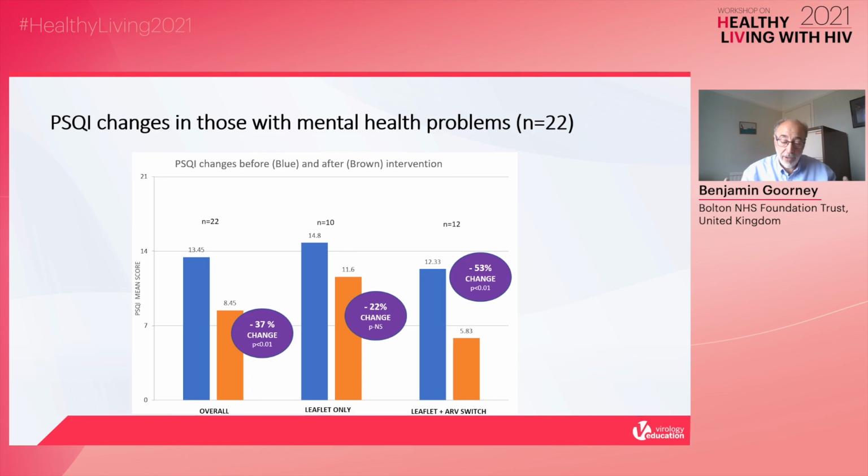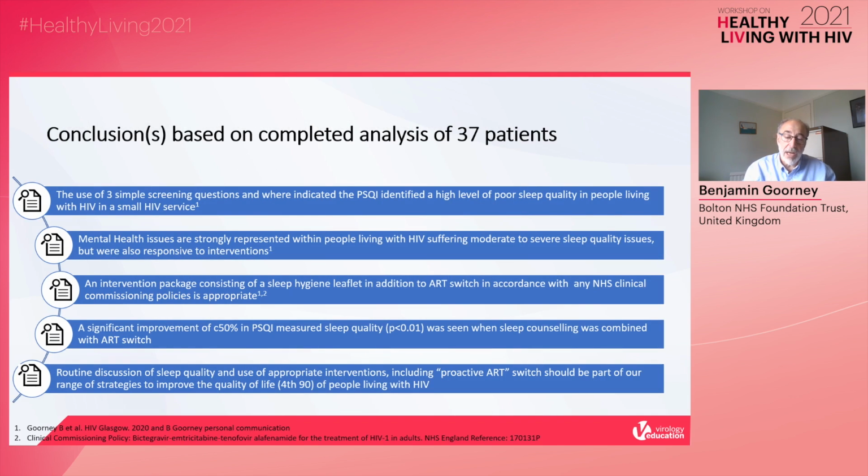So although this is a very small study, small numbers, and it's not factored to account for confounding variables, we do think we can conclude that the idea of assessing patients initially with a few simple sleep quality questions, and then assessing in more detail using the PSQI, identified the majority of patients with significant sleep disturbance. And yes, we know that mental health is highly represented within HIV cohorts, as it was in ours, but the main thing is that it did respond to the measures that we implemented, which is reassuring.